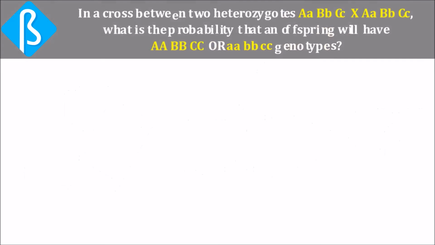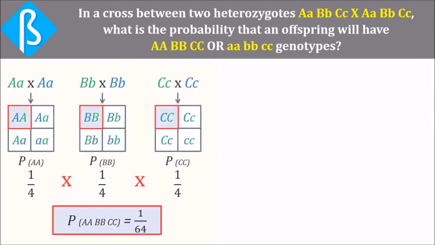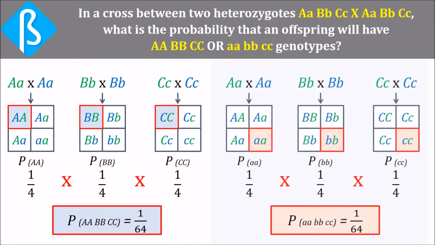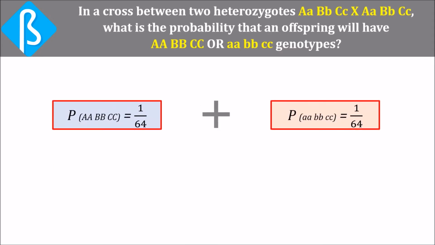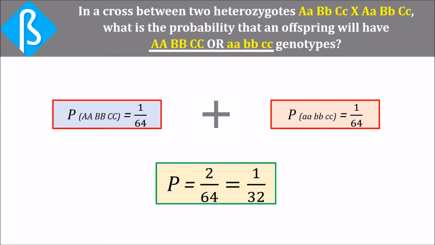In a cross between two heterozygous, what is the probability that an offspring will be homozygous dominant or homozygous recessive genotypes? Using the multiplication rule, the probability of homozygous dominant will be 1 by 64, and for homozygous recessive, it is also 1 by 64. Following the addition rule to combine these two events, the probability of having homozygous dominant or recessive will be 2 by 64, that is 1 by 32.